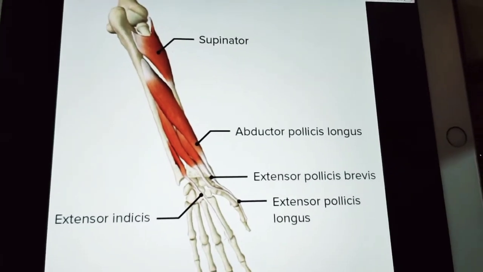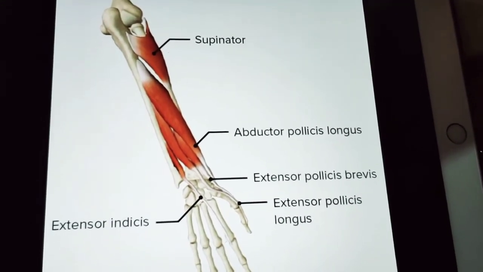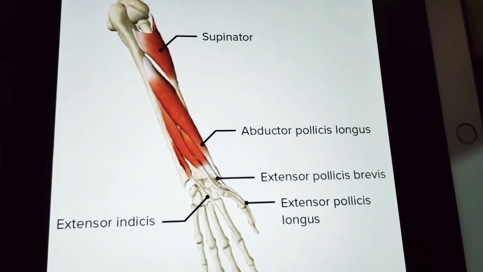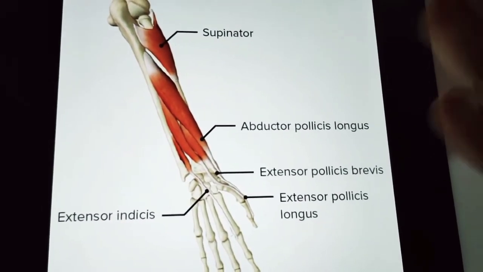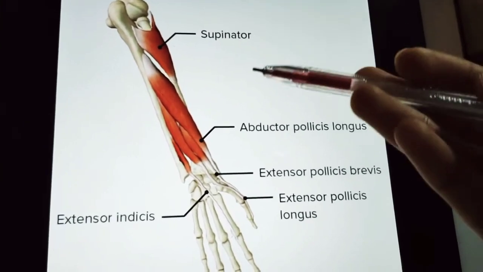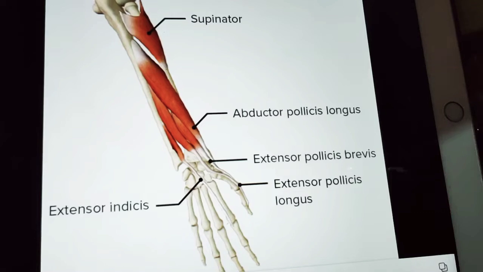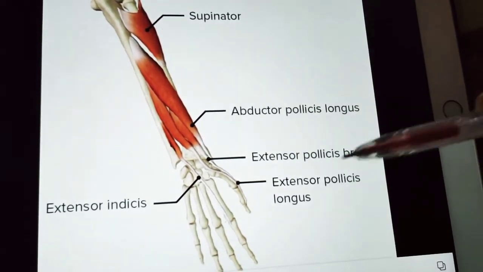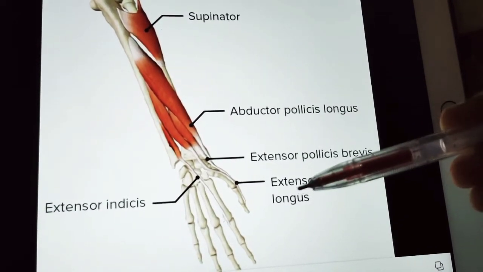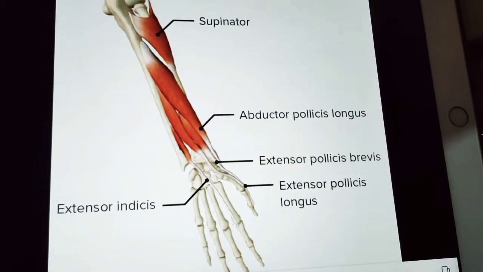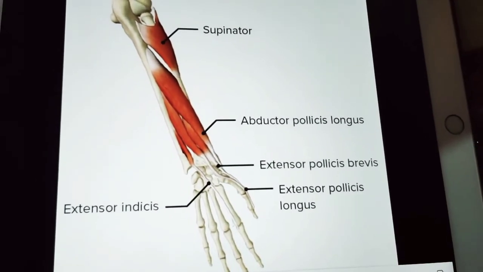We are going to start the deep muscles of the extensor compartment, also known as the deep muscles of the posterior compartment of your forearm. Mainly we have supinator, abductor pollicis longus, extensor pollicis brevis, extensor pollicis longus, and extensor indicis. So let us learn the trick to remember these muscles.